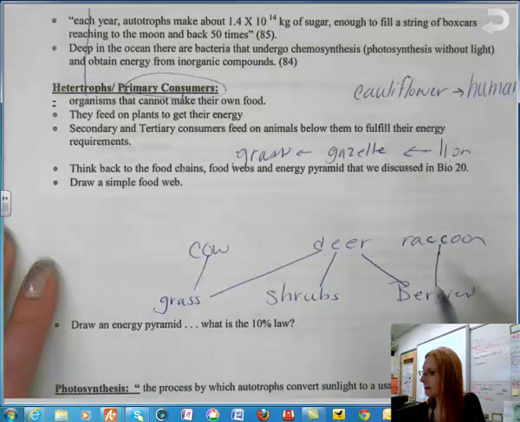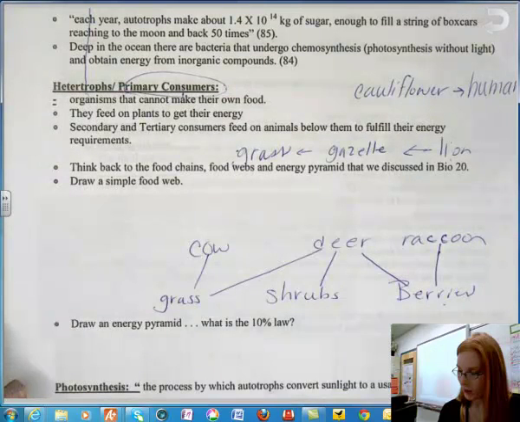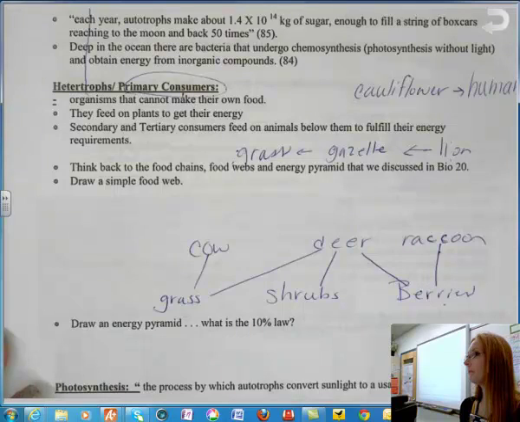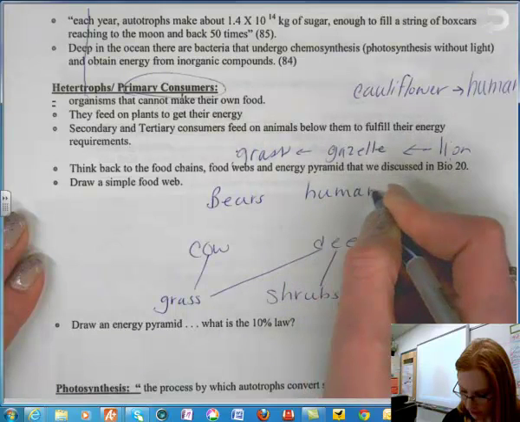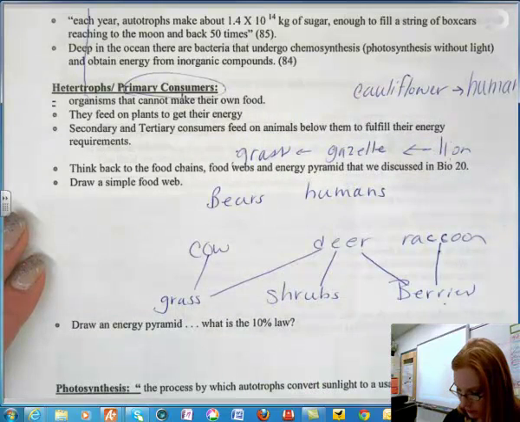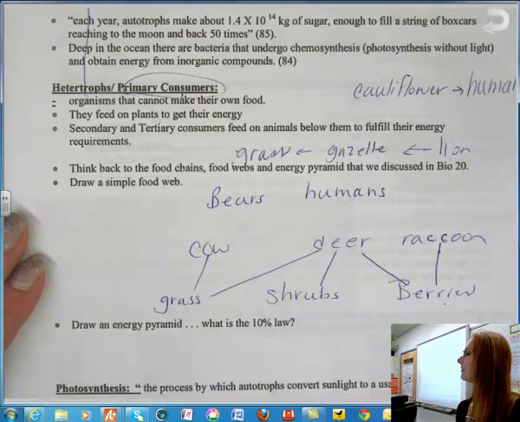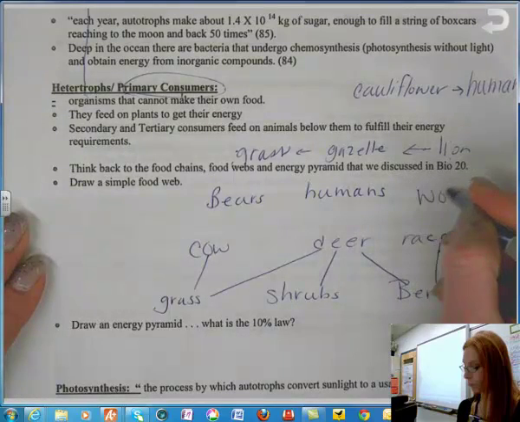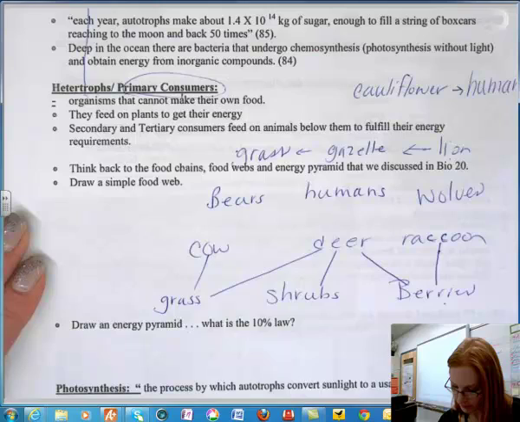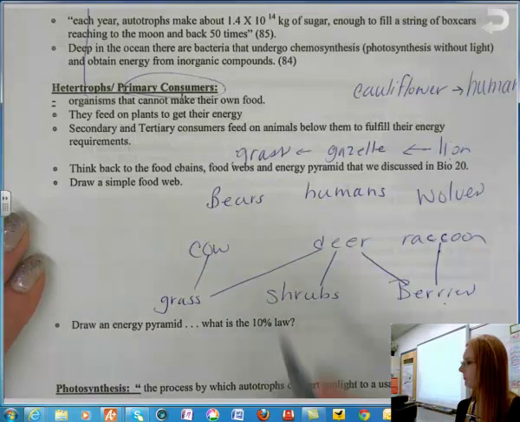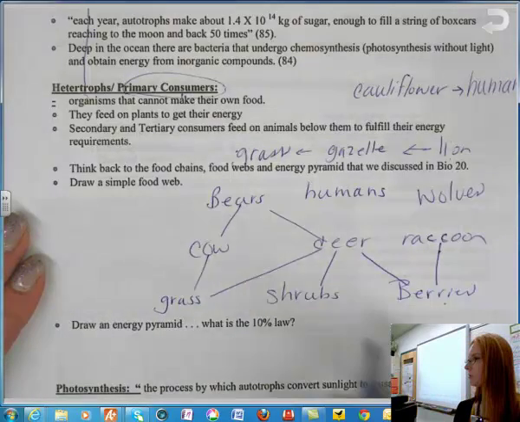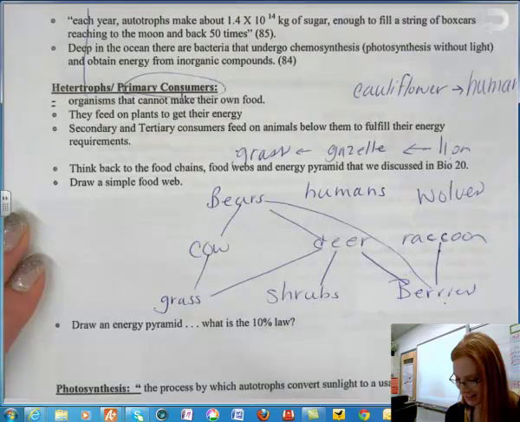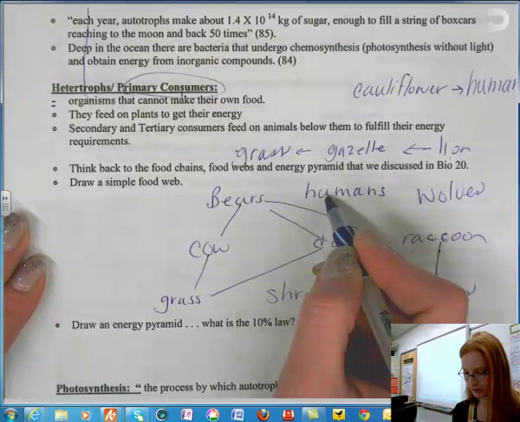Now, what's a predator for a cow? Could be bears. Humans. Not like hamburger or roast beef or anything. Wolves. Okay, what would a bear feed off of? So it could feed off of these. Do the bears often eat raccoons? Probably eat some berries. Humans, they would feed off of?